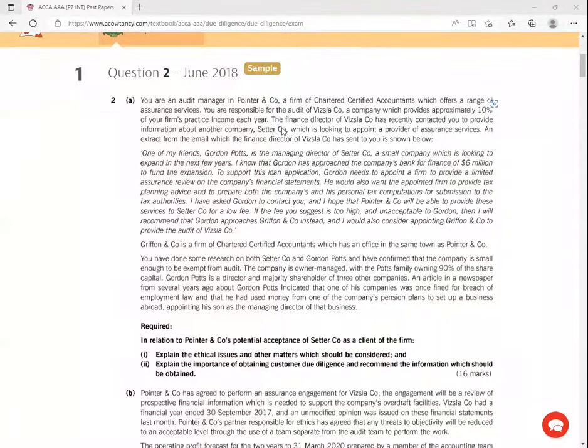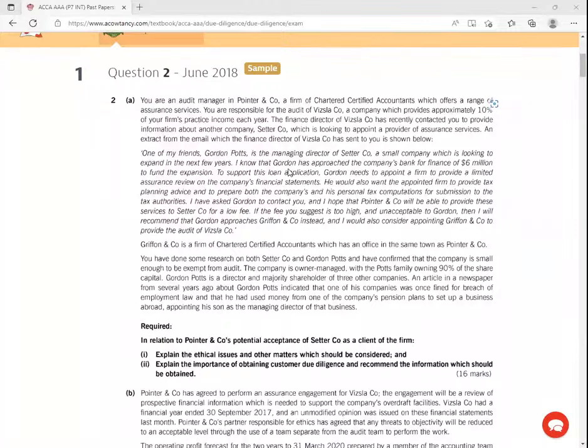10% of your firm's practice income each year. The finance director of Whistler company has recently contacted you to provide information about another company. That is what here, due diligence. Sasa is a company which is looking to appoint a provider of assurance services. An extract from the email which the finance director of Whistler company has sent to you is shown below. One of my friends, Gordon Potts, is the managing director of Sasa company. So you can see this guy is a friend. A small company which is looking to expand in the next few years.